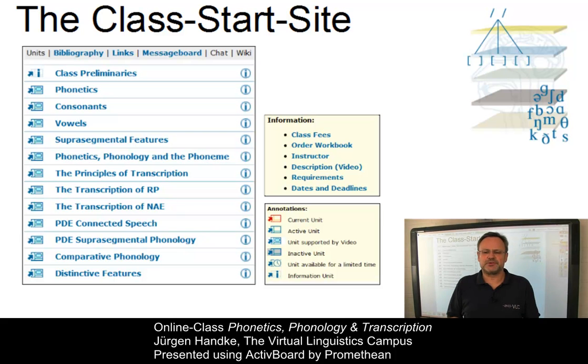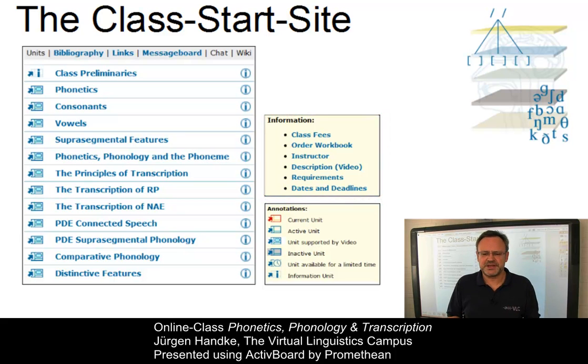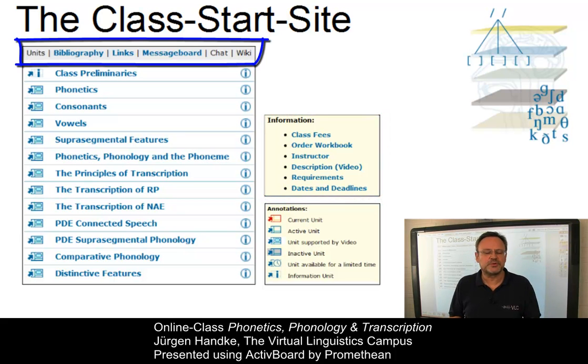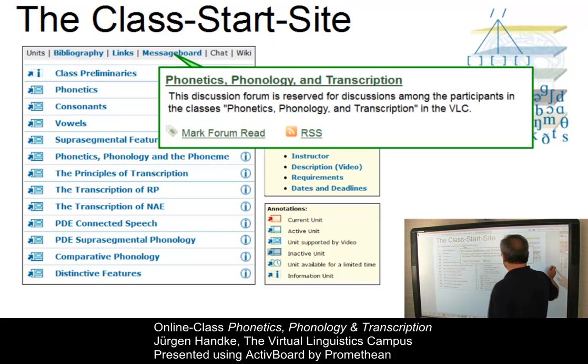On the class start site, you have access to various additional options, such as information about your class instructor or the class requirements, to name just 2 of them. The links in the class header provide you with a complete list of references, some class-related links, and a hyperlink to the class-related forum. Here you can discuss questions with your classmates.